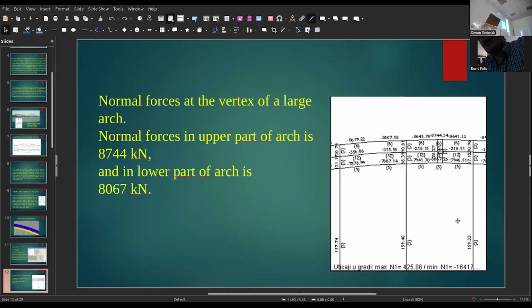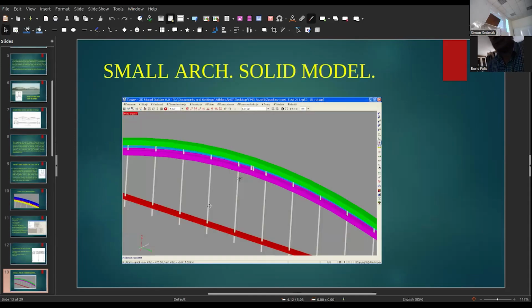During building, these are the normal forces at the vertex of the large arch. This is, and the normal forces per part of the arch is 8,744 kilonewton. It's the small arch solid model. It's a hollow construction.